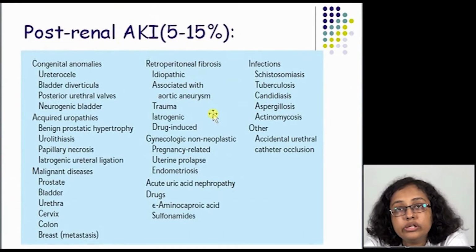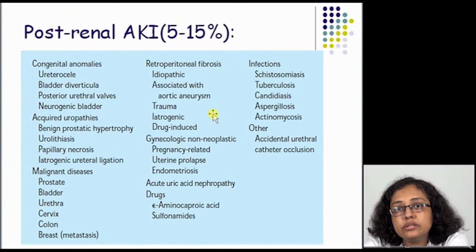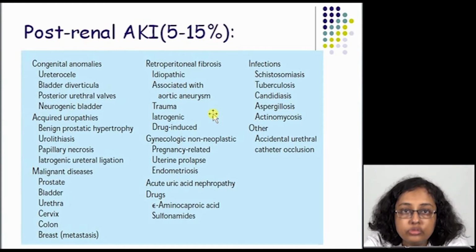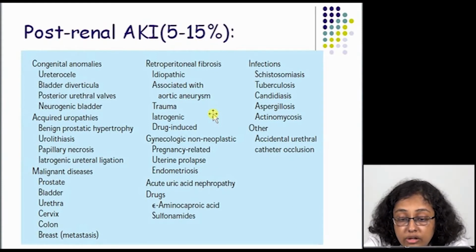And lastly, post-renal acute renal failure, which is less common, seen in 5 to 15% of cases. As I referred to, urine is produced, but it cannot be passed because of a blockage somewhere in the output path. And there are multiple causes. The causes vary according to age. In children, it could be because of a posterior urethral valve or a neurogenic bladder. In the elderly, it could be because of a prostatic enlargement.